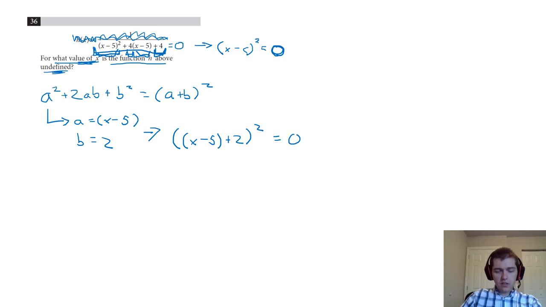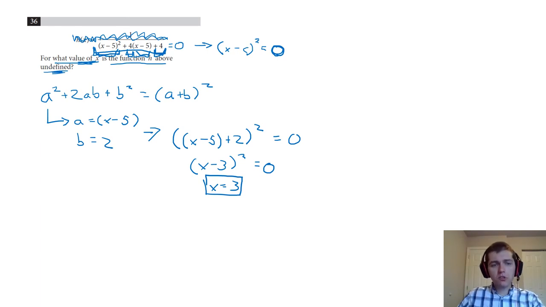You can simplify the inside to say that you now have x minus 3 squared is equal to 0. And you can see at this point that the equation will equal 0 when x is equal to positive 3. And that's your answer. And this is a pretty tricky one because it's relying on you to identify that perfect square equation. But this is a stressful test.